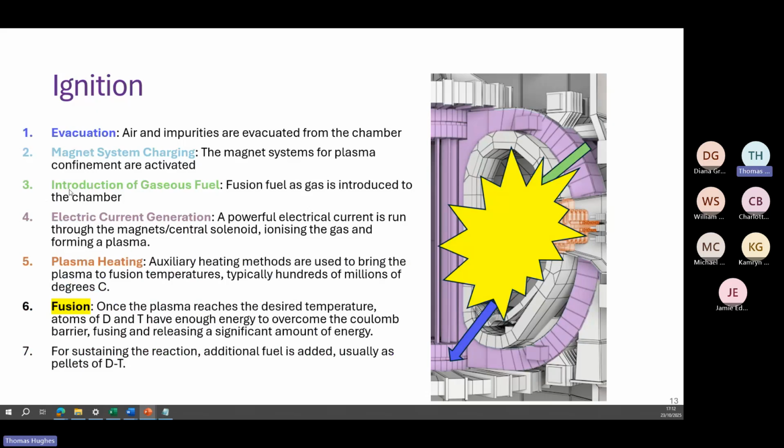And then to sustain the reaction, generally what you'll do is put in pellets of deuterium and tritium, just because it's easier. You don't have to worry about gas flowing back and then igniting, so you blow your reactor up. So you generally want pellets because it's not as bad.